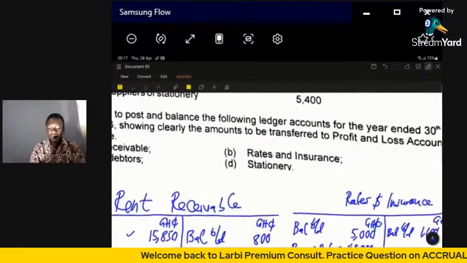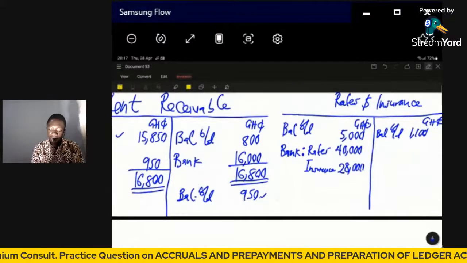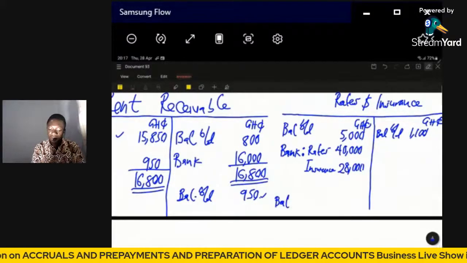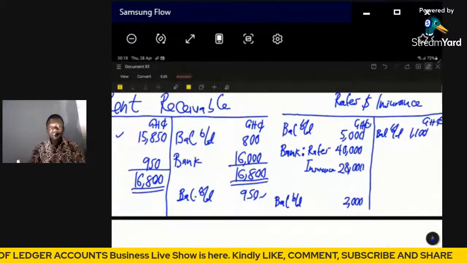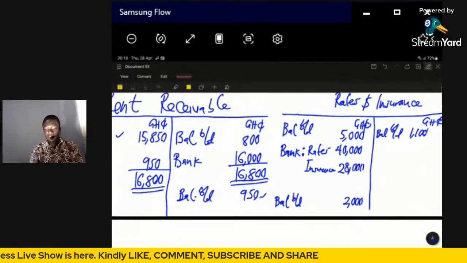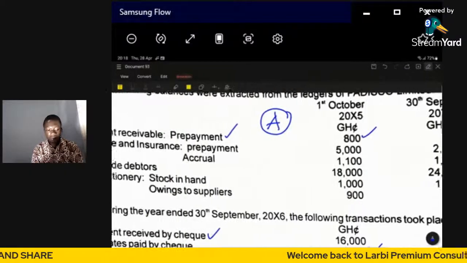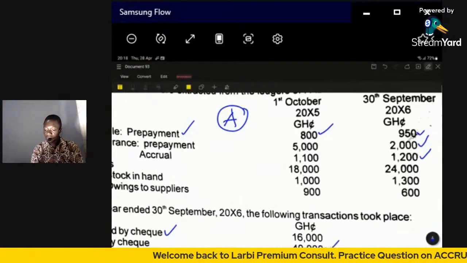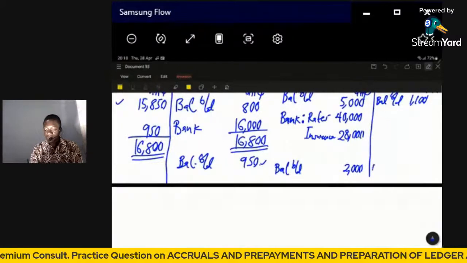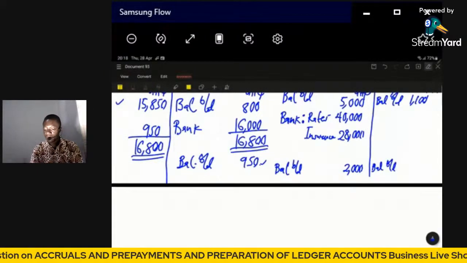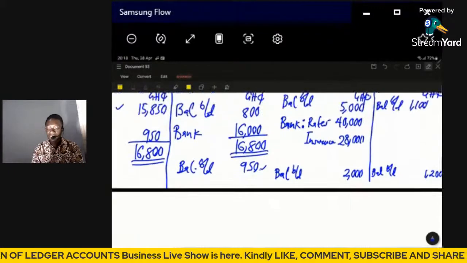So at this point, that's what you're going to do. You're going to have here the debit side: balance brought down of 2,000. Remember, once you have the balance brought down, you reflect the balancing figure as balance carried down on the opposite side of the account. So the balance brought down of 2,000 is the rate and insurance prepayment. You record 2,000, and then you record your balance brought down of 1,200 at the credit side. That's for the accruals that have not been paid.